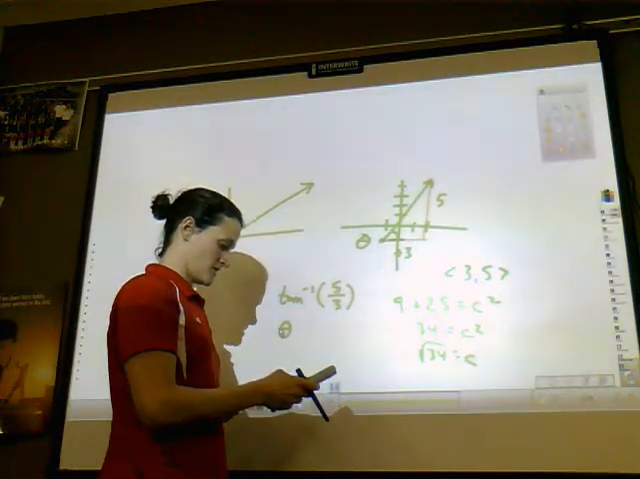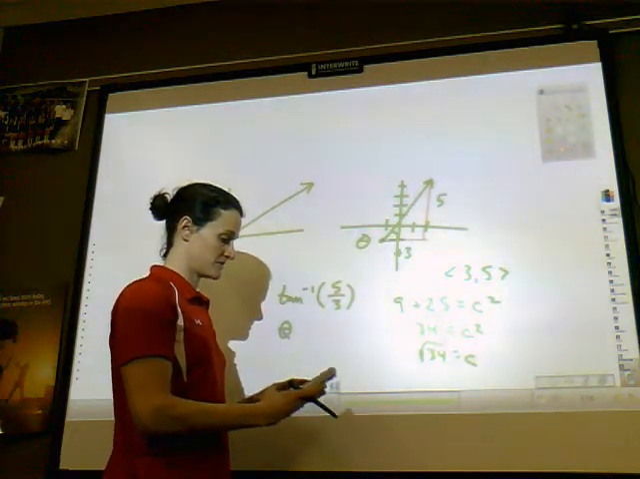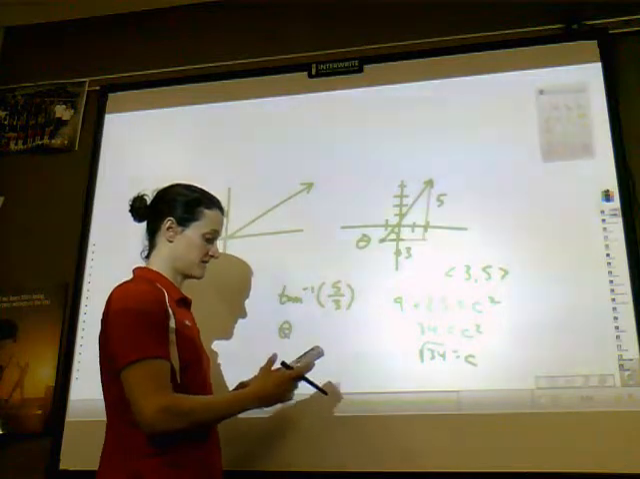Whoops, sorry, my mode is wrong. I need to be in degrees. So inverse tan of 5/3 is 59 degrees.